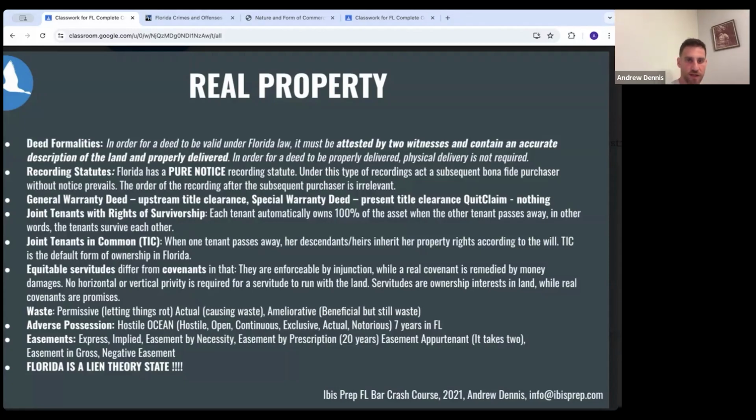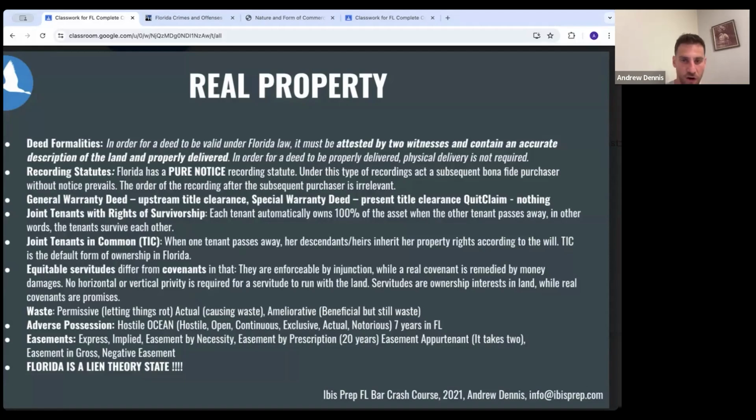Okay, so general warranty deed, you have upstream title clearance, whereas special warranty deed, you only have present title clearance, and quitclaim deed, you have no title clearance. We said a general warranty deed has the 6 covenants, the present covenants of the right to convey, the right against encumbrances, and the right to seisin, and then the future warranties of quiet enjoyment, further assurances, and general warranties.